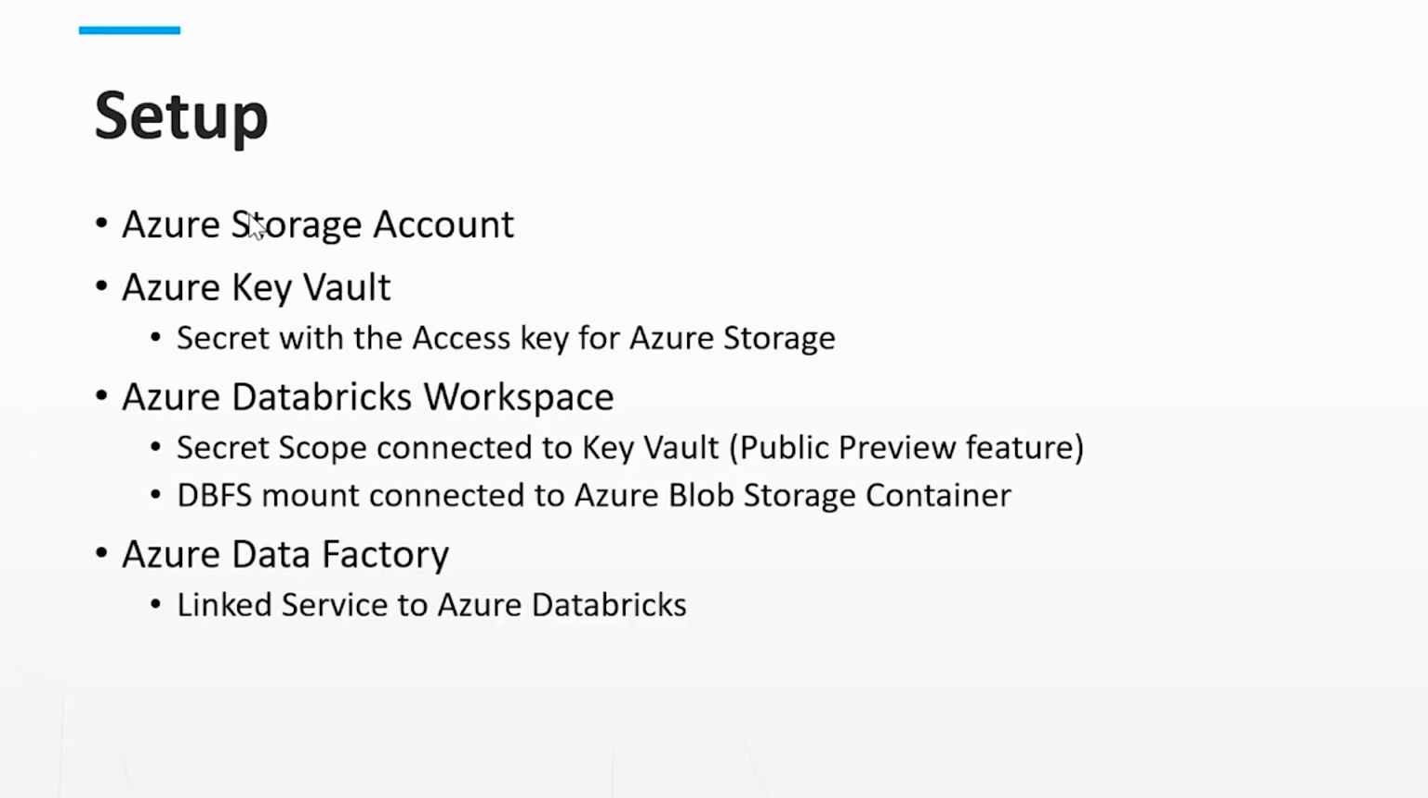A little bit of setup for the demo we're going to show. You do have to have an Azure storage account, and because we want to connect Databricks to that storage account, we're using the access key, and we're going to store that in Key Vault, and we're going to connect a secret scope to the Key Vault to get our access key for storage, and then we're going to mount that Azure Blob Storage in Databricks using the Databricks file system. And we have an Azure Data Factory resource set up with the linked service to the Databricks workspace already.